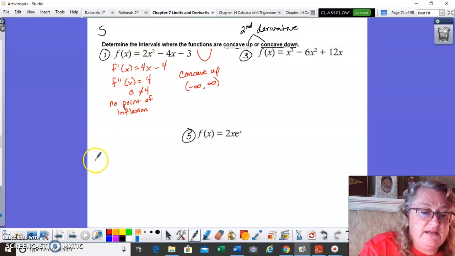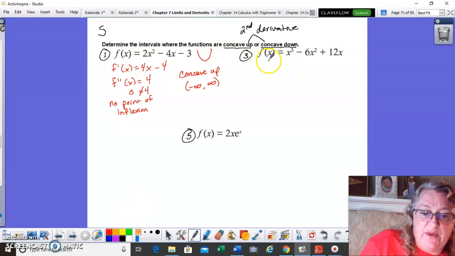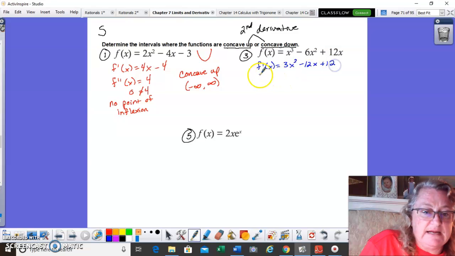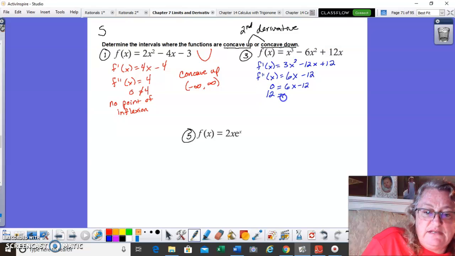All right, so now let's look at the next one. Okay, this one we're again going to use the power rule for. So the first derivative is equal to 3x squared minus 12x plus 12. And I've got to get to the second derivative, so I'm going to do the power rule again. So that's 6x minus 12. I'm going to set that equal to 0 because that's going to tell me if I have a point of inflection. So I've got 12 equaling 6x.